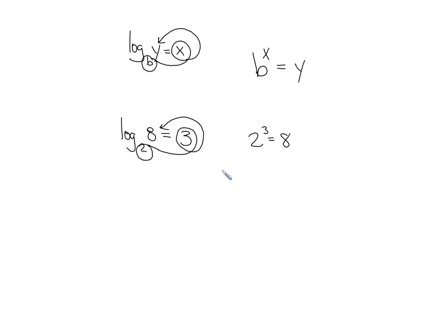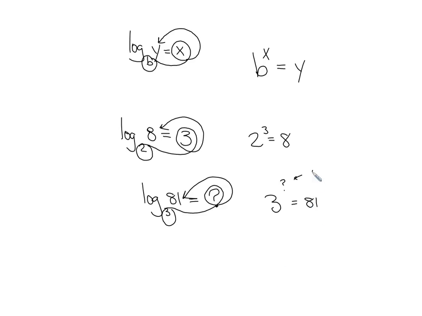So let's do a couple more of those. And this is called evaluating a logarithm. So what if I gave you log base 3 of 81 and I asked you what is that equal to? Well, what you have to ask yourself is, 3 raised to what power equals 81? So what's the question mark got to be? 4. 3 to the 4th power is 81. That means that this guy is really equal to 4. So log base 3 of 81 equals 4. Does everybody see how that works?